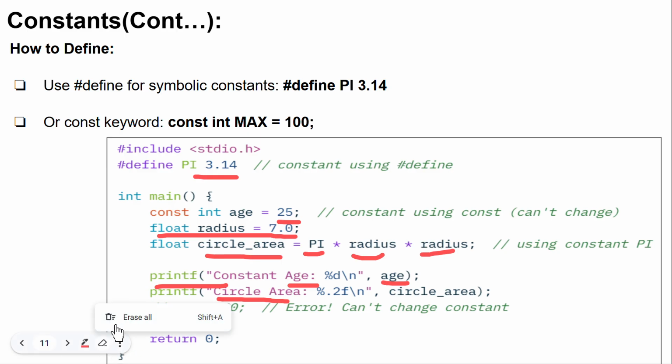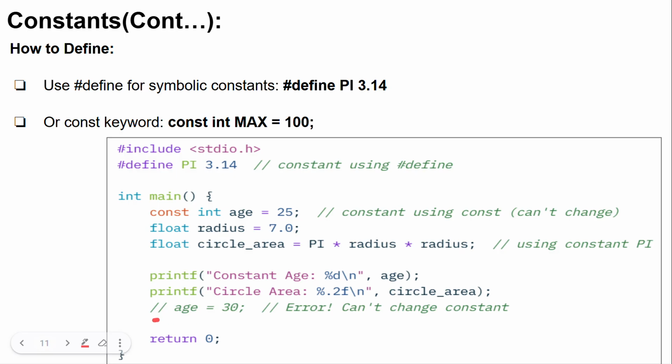So what we try to understand here: this is a comment, double slash, it is a comment in C programming. If I remove this comment, then we will get an error. Why? Actually, I defined age to be a constant integer type. If I want to change this age value, it generates an error. That means we can't change this age value to some other value because it was fixed by this type of declaration. Okay, so this is about constants.